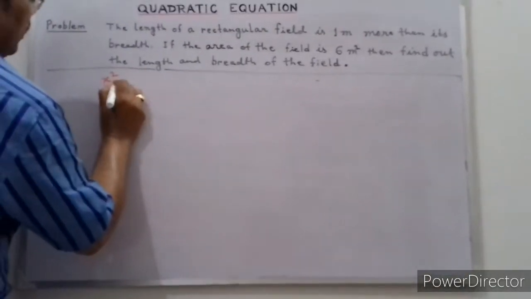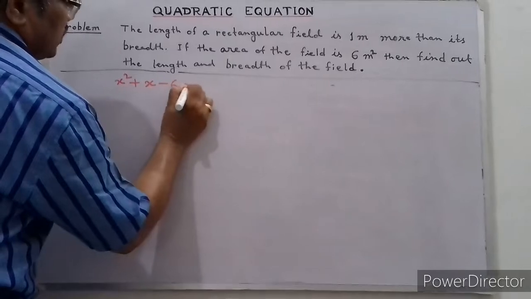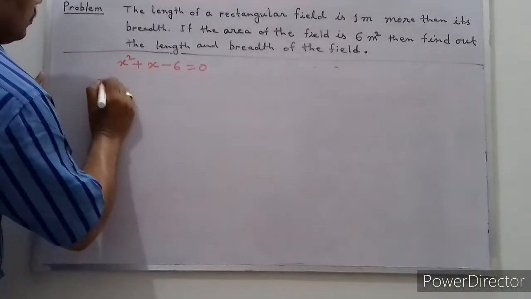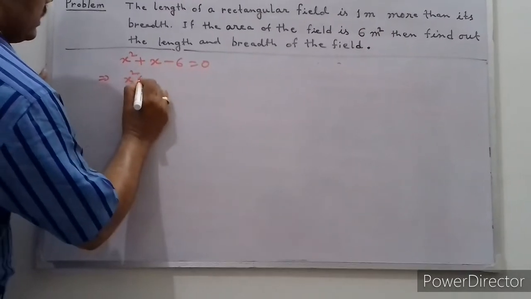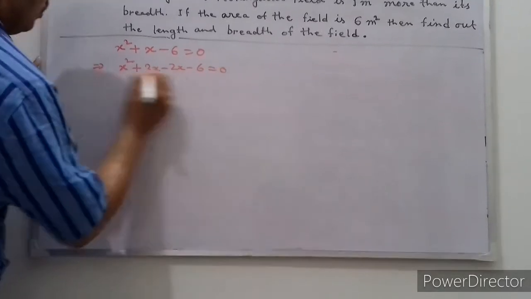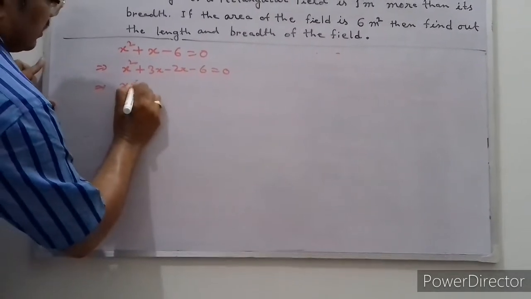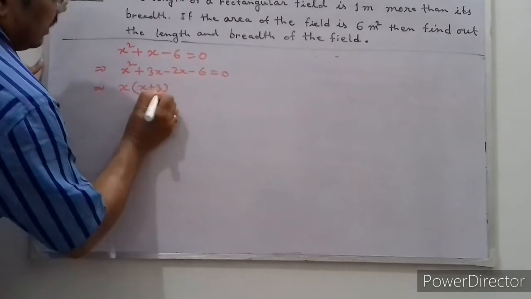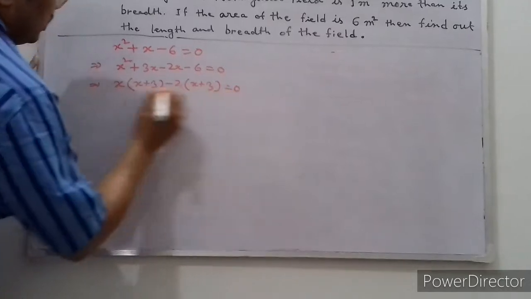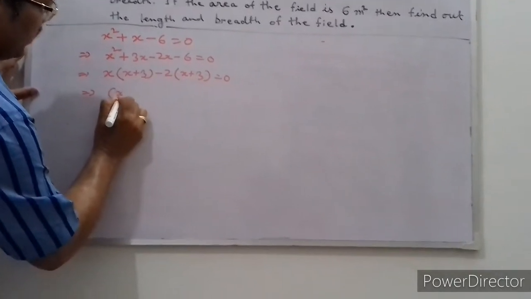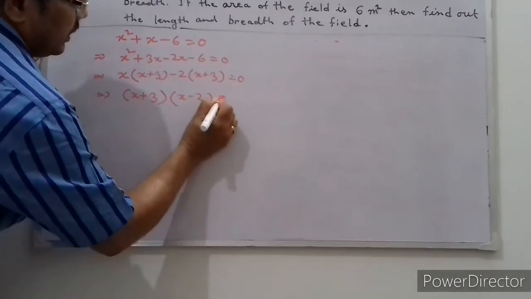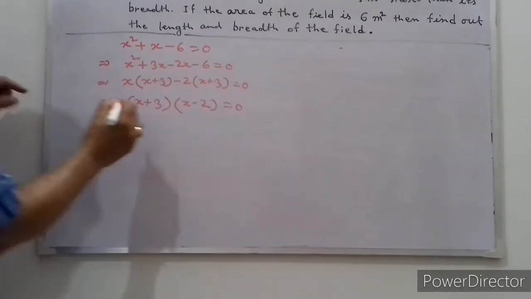The equation was x square plus x minus 6 equals 0. Now we can factorize this left hand side. How? Middle term factor: x square plus 3x minus 2x minus 6 equals 0. Therefore, take x as common: x plus 3, minus 2 into x plus 3 equals 0. So x plus 3 into x minus 2 equals 0.